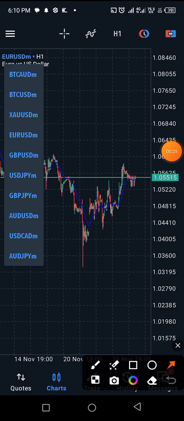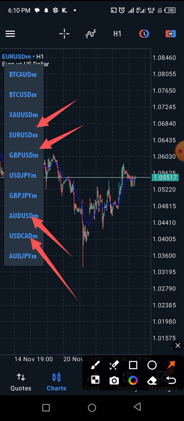Major pairs are simply EUR/USD, AUD/USD, GBP/USD, and we can add USD/CAD. Then we can also trade JPY pairs. What are JPY pairs? USD/JPY, GBP/JPY, AUD/JPY, with this method I'll be showing us. All right, so let's roll.